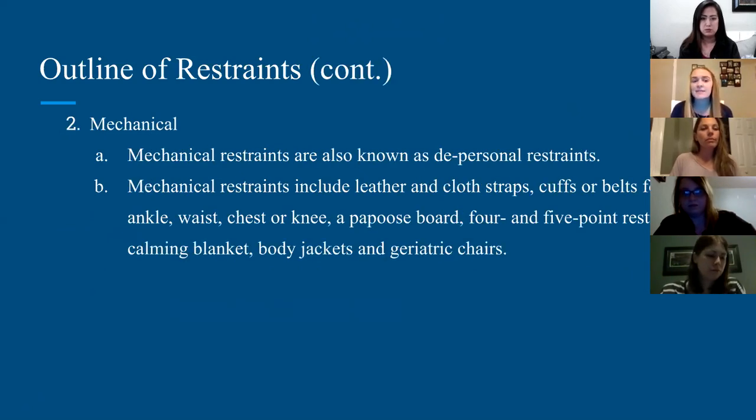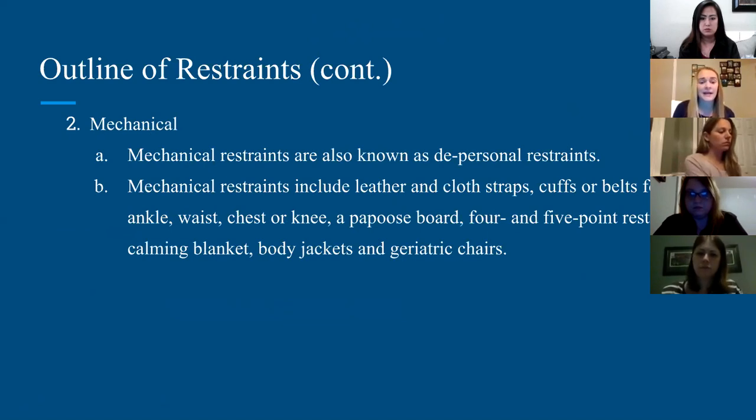The second is a mechanical restraint, which is also known as a depersonal restraint, and it includes leather or cloth straps, cuffs or belts for the wrist, ankle, waist, chest, or knee. And then there's also a papoose board, a 4- and 5-point restraint, a calming blanket, body jackets, and geriatric chairs.